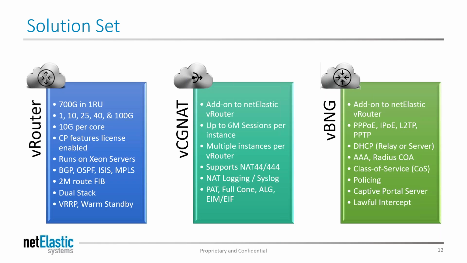And then we support the BNG license, of course, which is another add-on to the netElastic vRouter that will support ingress via PPPoE, IPoE, L2TP, point-to-point tunneling protocol, and the like. It's got built-in DHCP server, or you can relay if you're using your own DHCP mechanism. We support full AAA with RADIUS change of authorization. We support QoS, policing, portal servers, lawful intercept, and all the other key features that you'd want in a BNG.